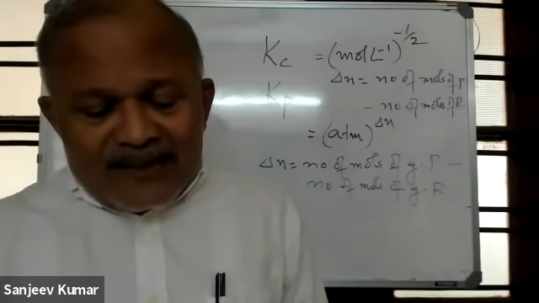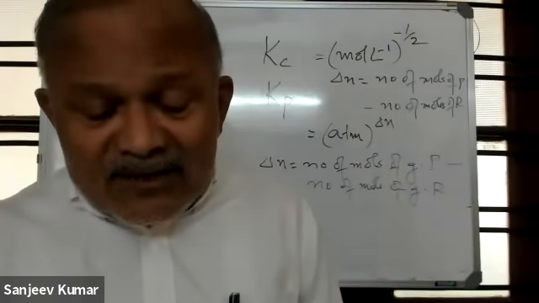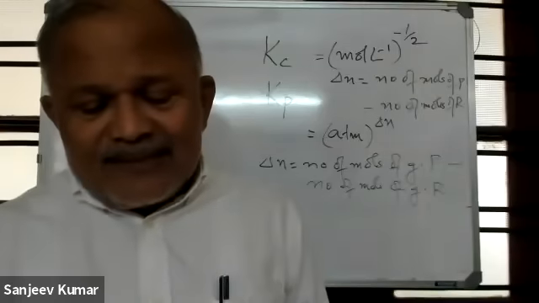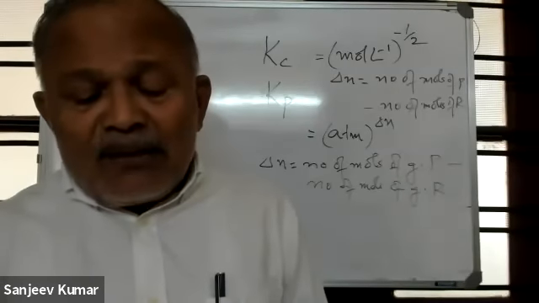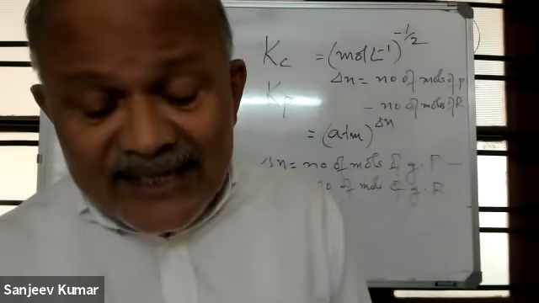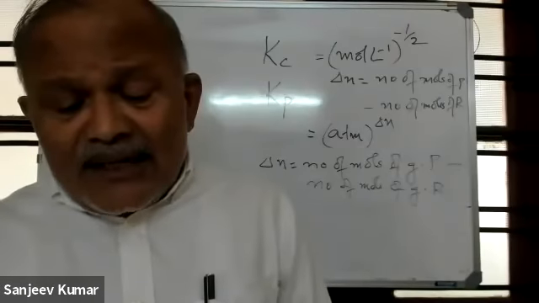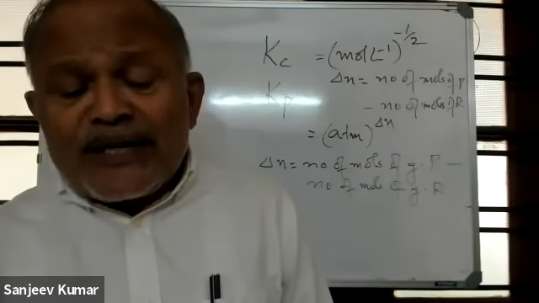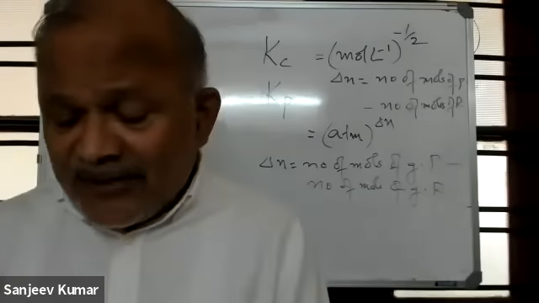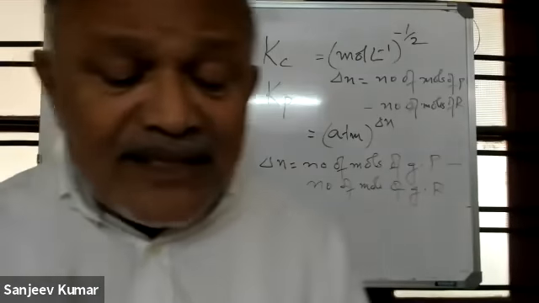12th question: ammonium hydrogen sulfide is a solid. It decomposes to give ammonia gas and hydrogen sulfide gas. If the total pressure is 1.2 atmosphere at 400 Kelvin, the equilibrium constant Kp is?